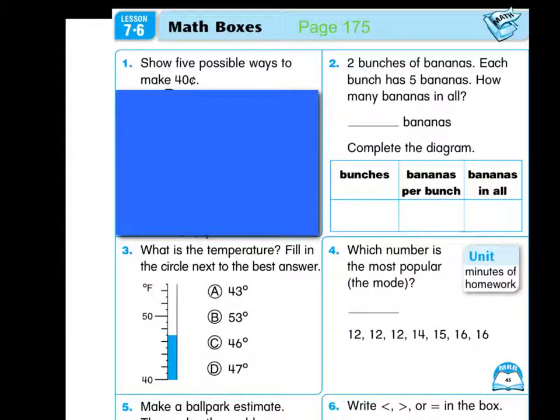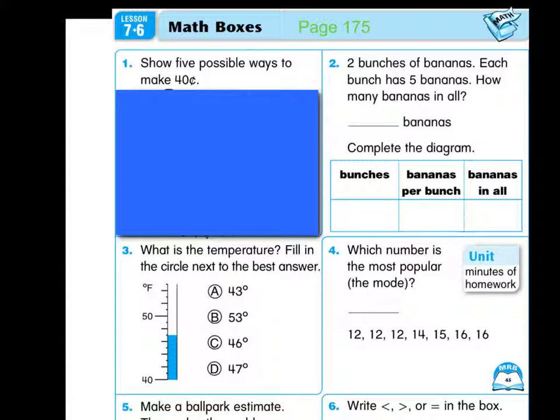Okay, here we are on Math Boxes 7.6, and that's on page 175 in your math journal. Make sure you have your pencil and you are on page 175, ready to go. For Math Box number 1, it says to show 5 possible ways to make 40 cents.